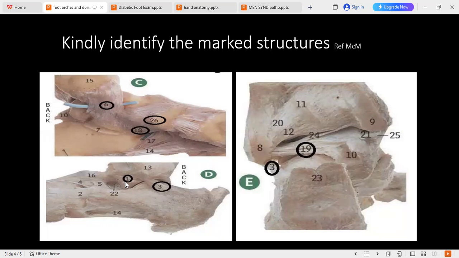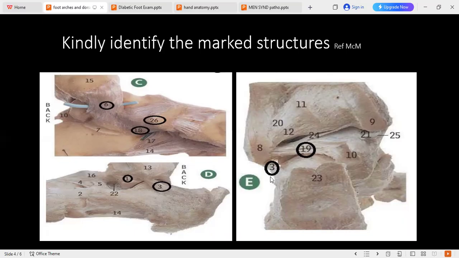If you could in picture D identify 1 and 3. One is the anterior talofibular ligament. 3, please. This is calcaneofibular. Yes. If you could identify 3 and 19 in picture E. 3 is calcaneofibular, and 19 is inferior transverse tibiofibular.